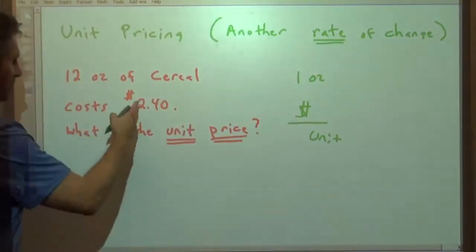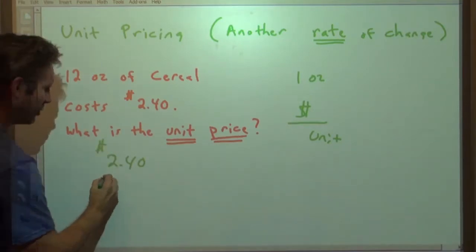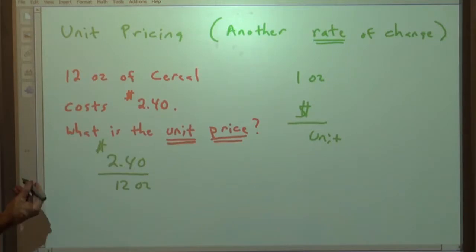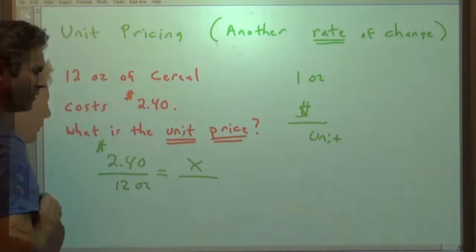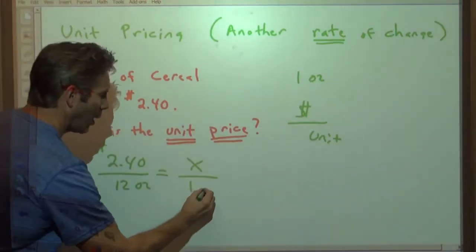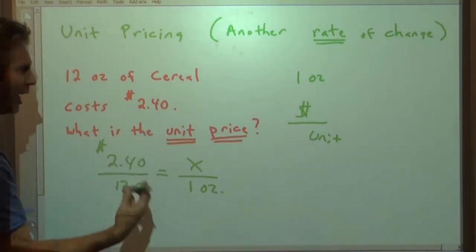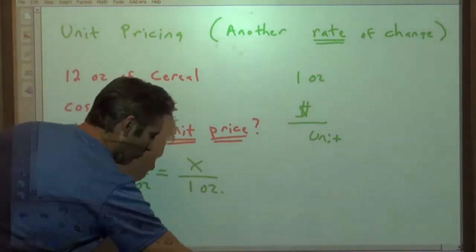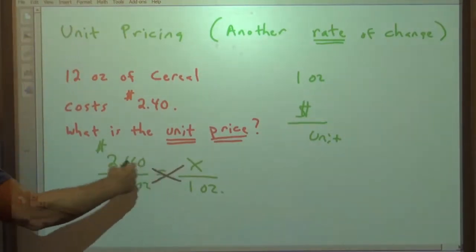And so here's what we have. It cost us $2.40 to purchase 12 ounces. So that was our rate of change that we're given. What's the unit price? We want to know how many dollars per 1 ounce of cereal. So that's our proportion, because these unit prices, these rates of cost per ounce of cereal, must be the same. And again, once you set up that proportion, you cross multiply and you've got it made.